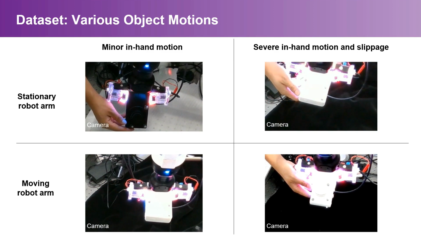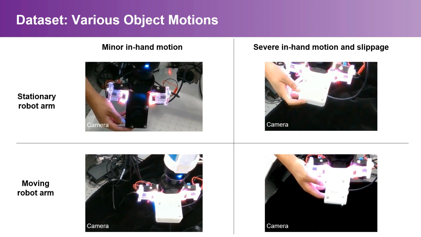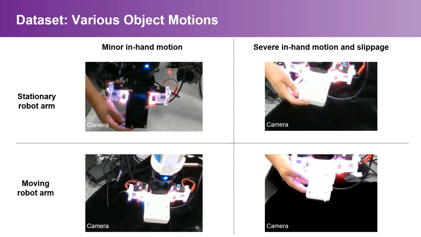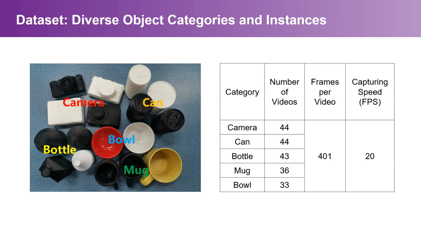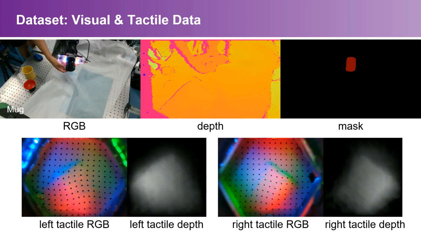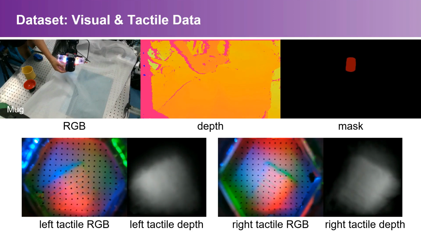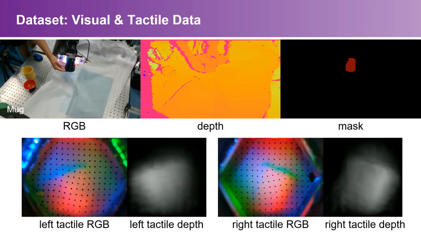We employ mainly 4 data capturing schemes, where the robot arm is stationary or moving, and the object has minor or severe in-hand motion. We collect 200 videos among 17 object instances spanning 5 categories. The system captures the visual tactile signals and object pose at approximately 20 fps, and each video contains 401 frames. Our dataset provides visual RGBD images, object segmentation masks, tactile RGB and depth images, object poses, camera intrinsics and extrinsics, and we hope our dataset could facilitate future research on generalizable visual tactile in-hand object tracking.